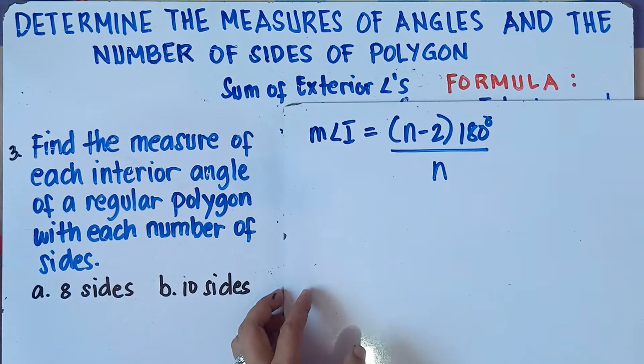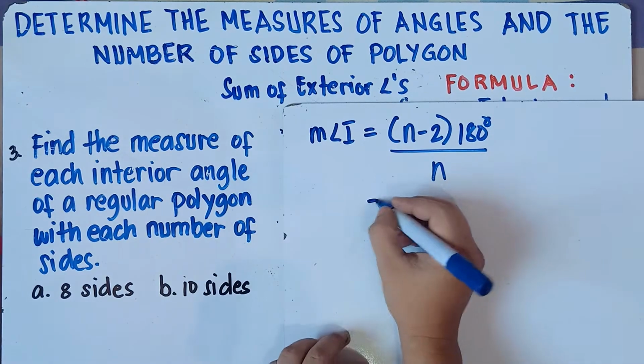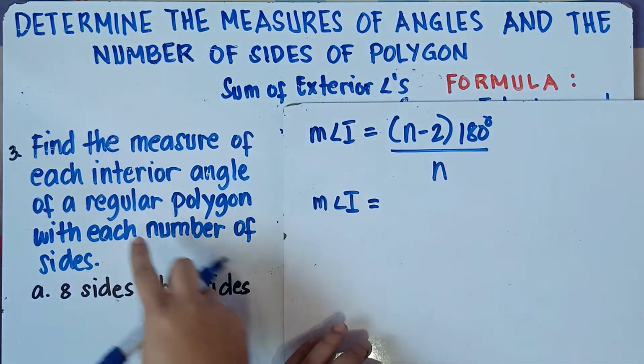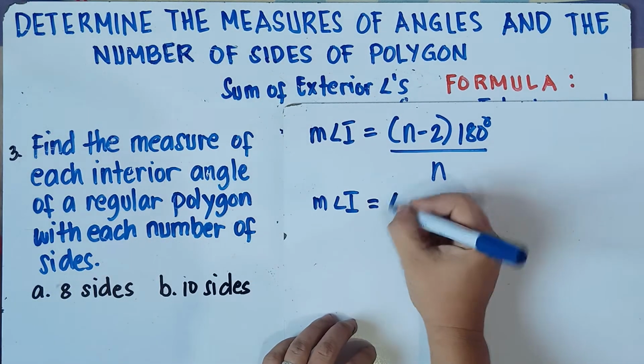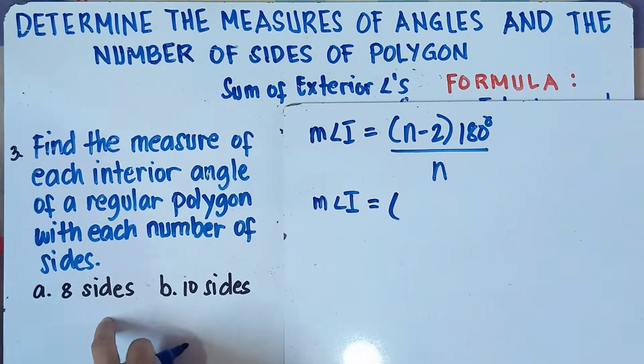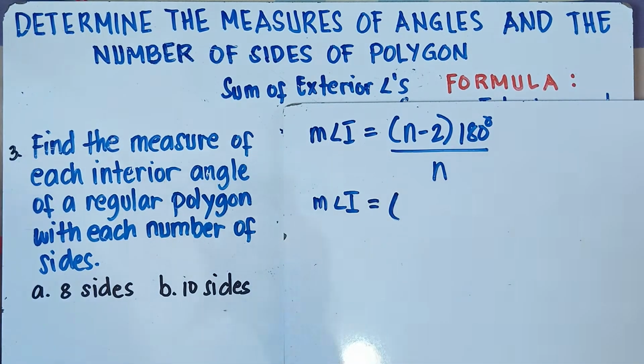Alright, so measure of one interior angle. We're looking for the measure of each interior angle. So n represents the number of sides. We have 8 sides, so this will be a regular octagon: 8 equal sides and 8 equal interior angles.